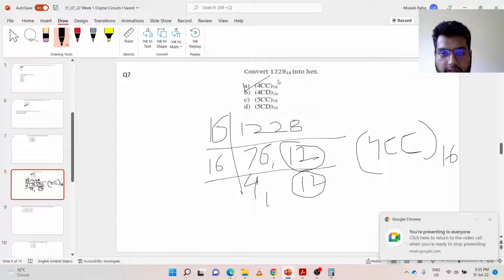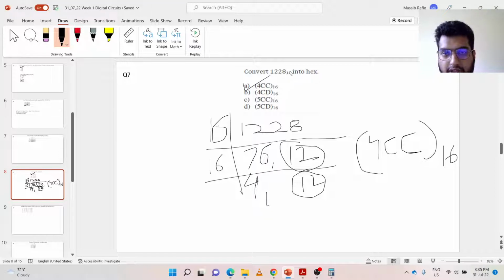So we are given this number, 1228 in the decimal number system, and we are asked to convert it into the hexadecimal system, that is base 16. So I took this number and divided it by the base of the number system, that is 16. I found that 16 multiplied by 76, when I subtract it from here, I get the remainder 12.